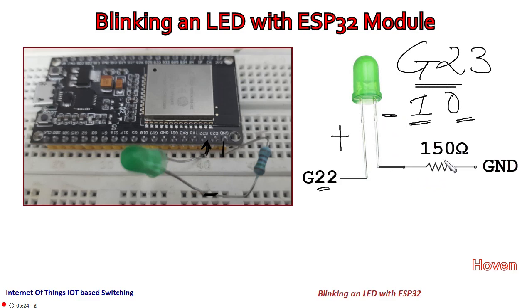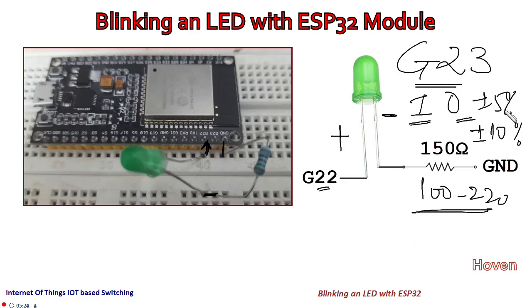It goes through a 150 ohm resistor. It could be any resistance varying from 100 to 220. You can use any. It will only make a difference in the brightness, nothing else. This is readily available in any local market. When you buy, they might ask you tolerance. You can say anything, plus minus 10%, plus minus 5%, whatever is available you can use. It should be 150 ohm of any type, carbon resistor, metal film, anything you can use, it doesn't matter. And then we have a connection to the ground.